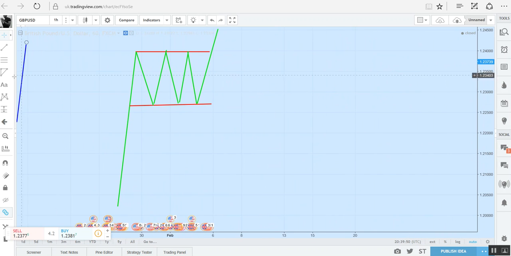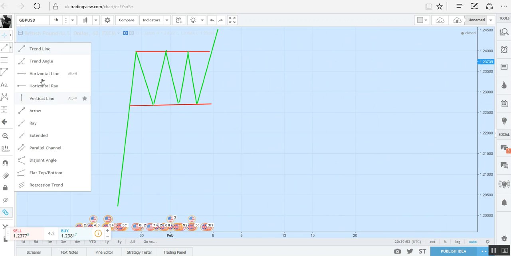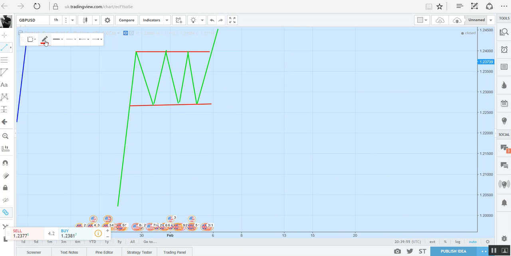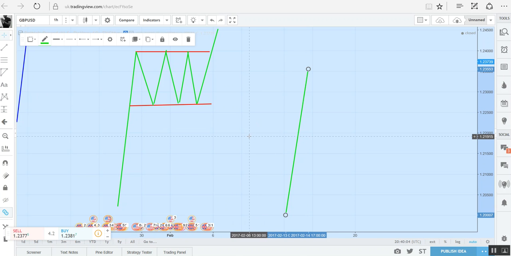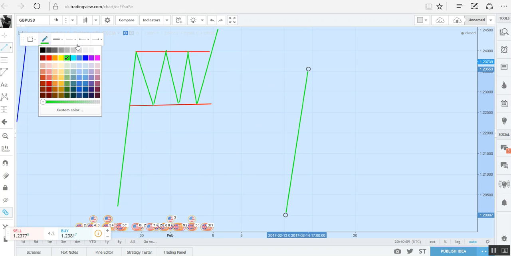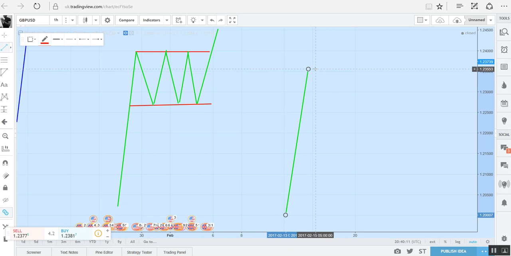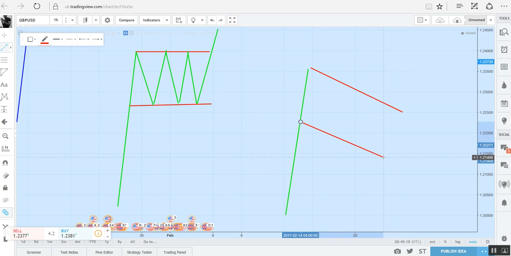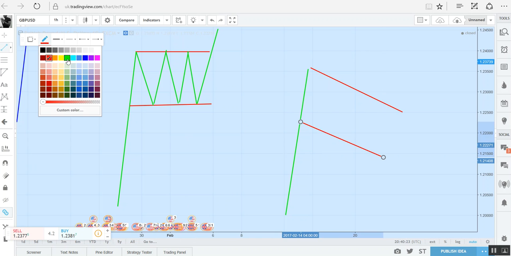So the second type of consolidation that I expect the market to make is called... I bet you guys can guess the next one that I'm going to talk about. It's called the falling wedge. This is the type of consolidation where you can expect the market to consolidate in a channel, a falling channel. That's why it's called a falling wedge. So you can expect the market to do something like this.